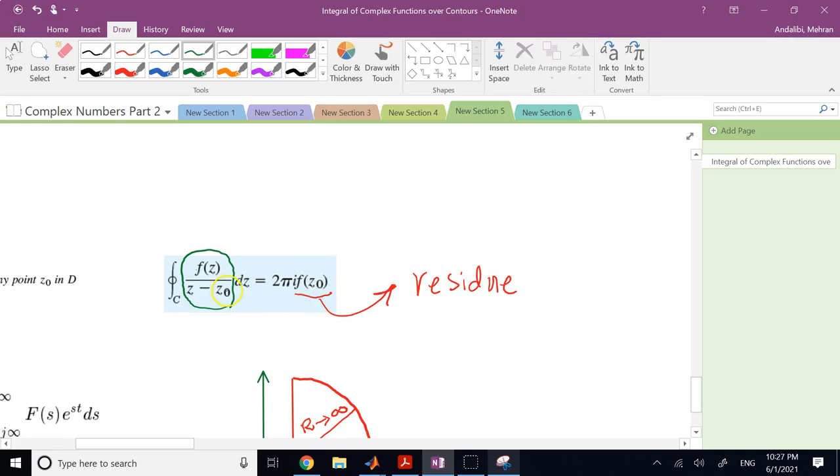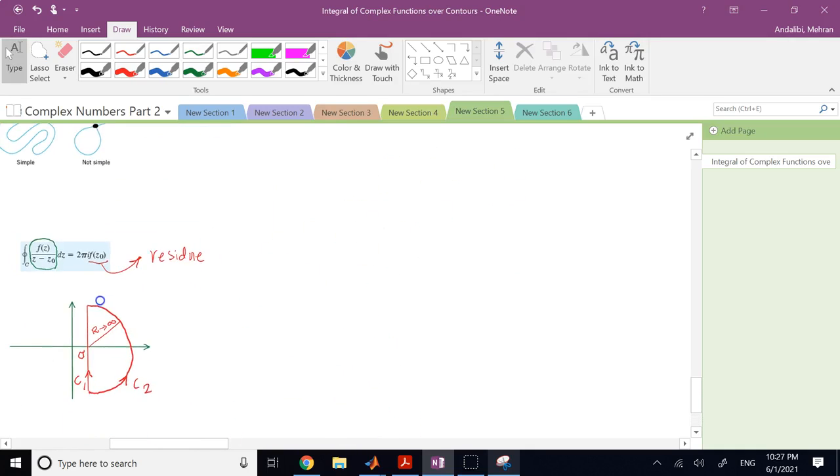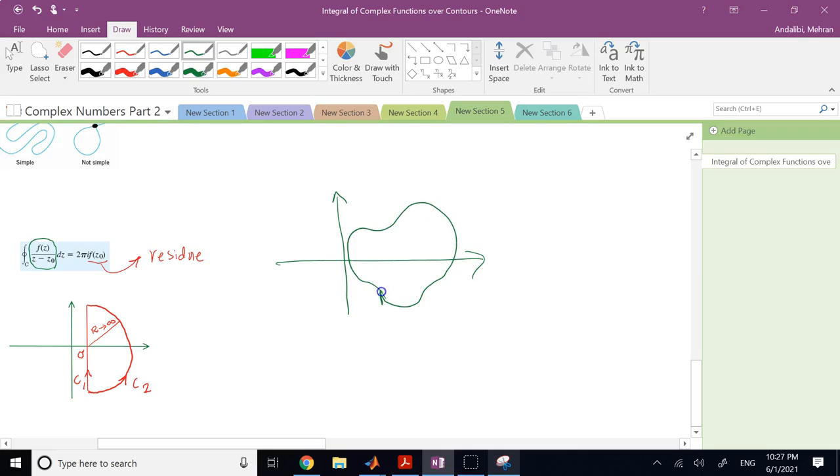Sometimes you have more than one pole. What if the contour that you are using, so here you have this contour C, and it encloses point z0. When you integrate it, the result is 2 pi i f of z0. What if you have another point like z1 that also appears in the denominator here? So for example, you are doing something like this: f of z, correct, times z minus z0, and then times z minus z1.